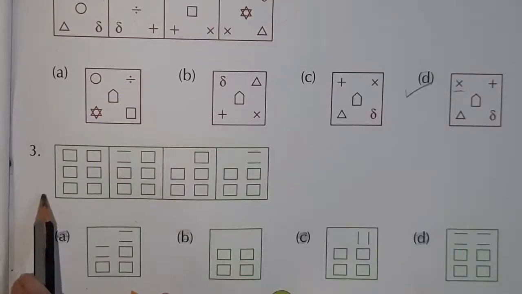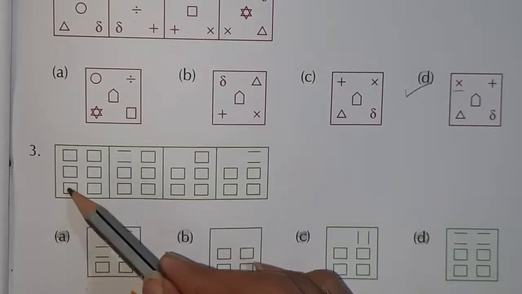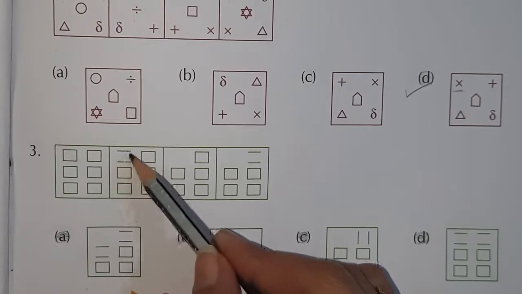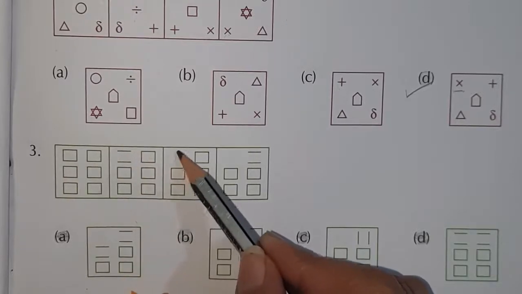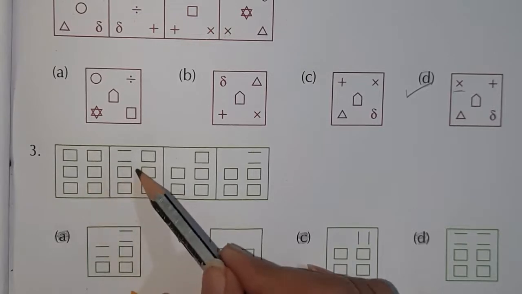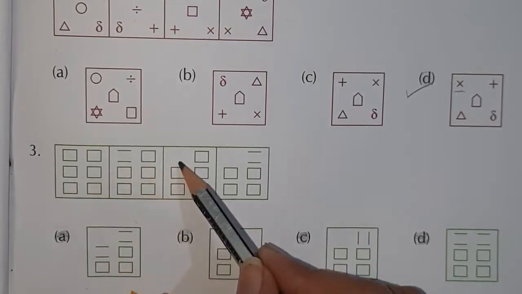Now question number 3. In one figure there are 6 rectangles. In the second figure 2 line segments are there, 2 are removed. In the next, these 2 are also removed. Means from the first figure to the second figure, 2 line segments were removed, in the next 2 more were removed.